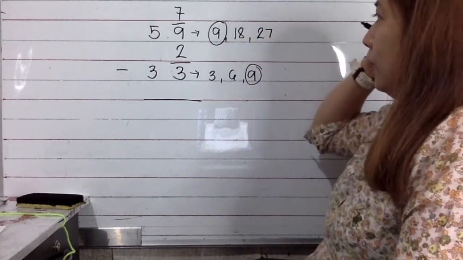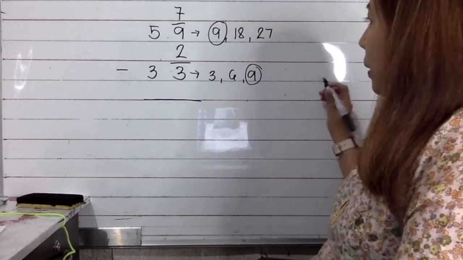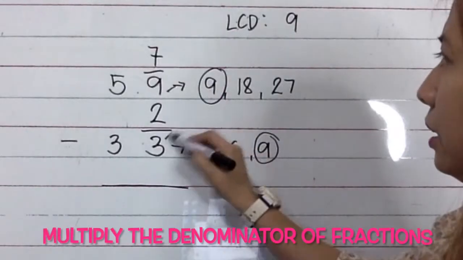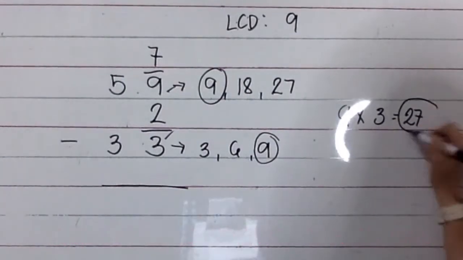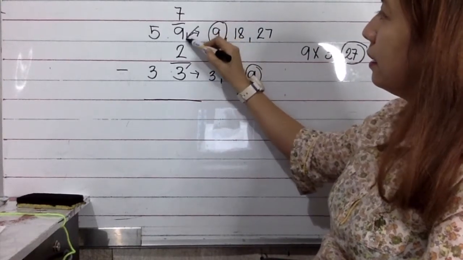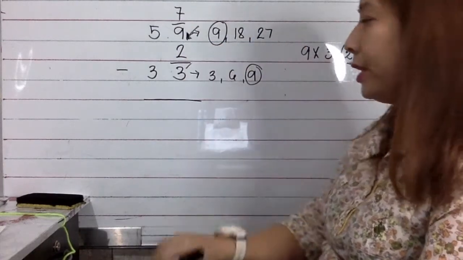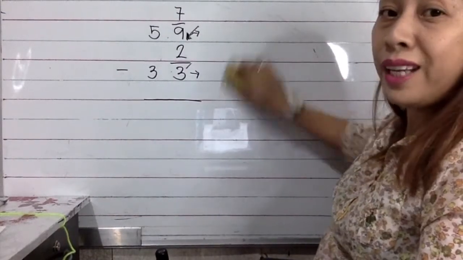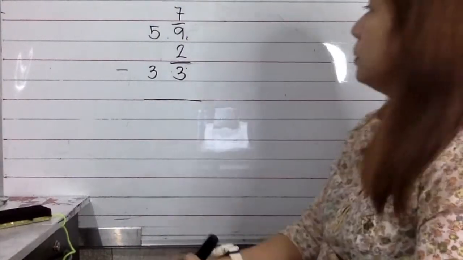But there are times that you can also use the tip that I gave you. 9 and 3. 9 times 3 is 27. Or, we can use 9 itself because this is already the least common multiple. So, let's use 9 as the denominator. Then, we are going to proceed with that.